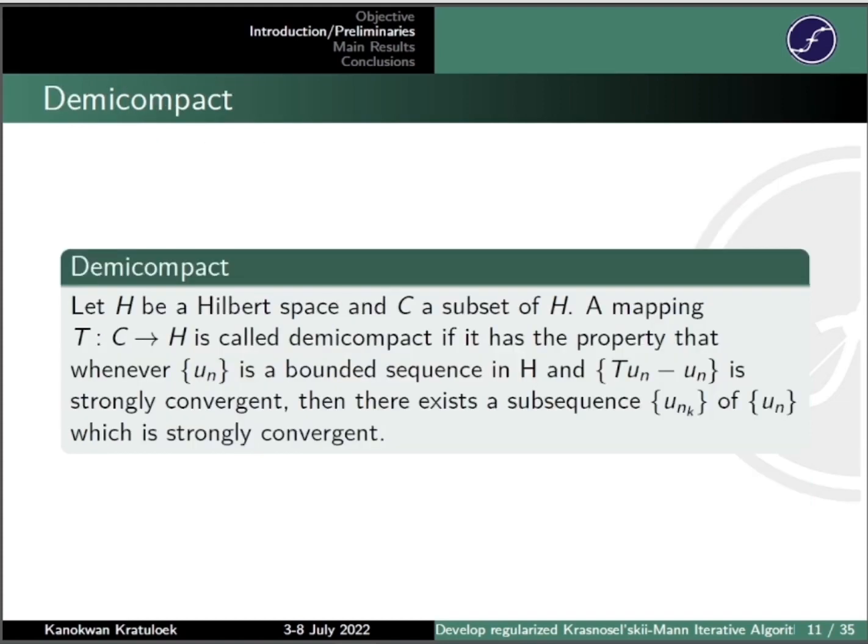However, the strong convergence result obtained in the main result for the Krasnosel'skii iterations is tributary to the additional property of demi-compactness of the enriched non-expansive mapping T. We need the following: demi-compact. Let H be a Hilbert space and C a subset of H. A mapping T is called demi-compact if for any bounded sequence un in H, and the sequence Tun minus un is strongly convergent, then there exists a subsequence of un which is strongly convergent.